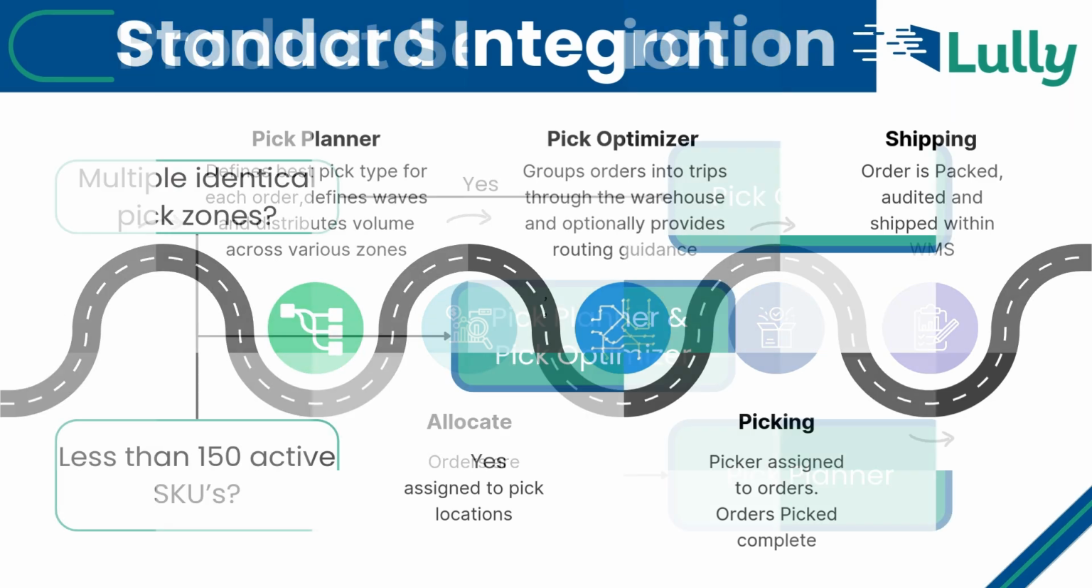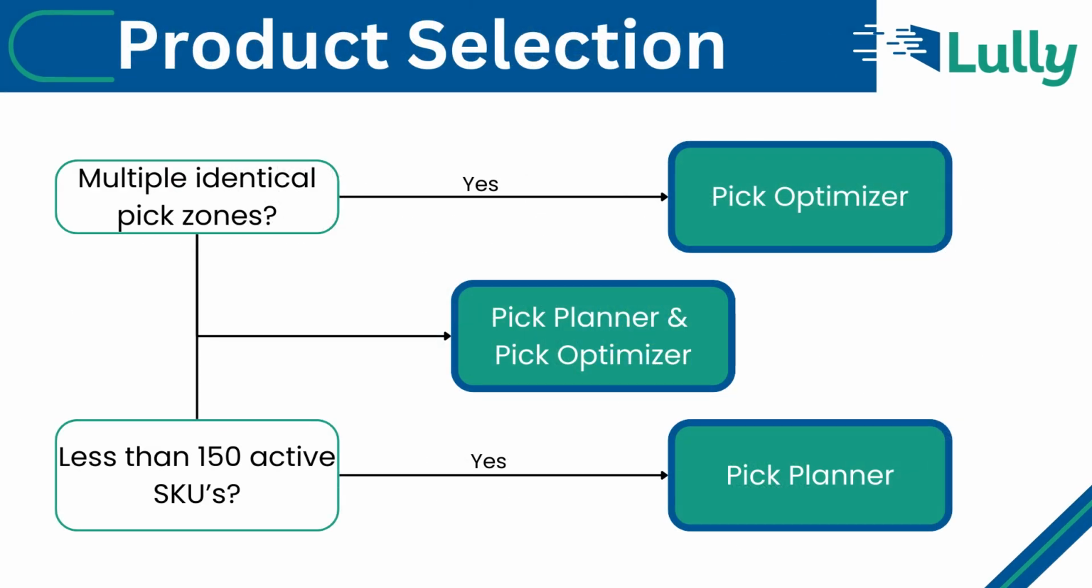Are there times where you can use just one of the Lully products? It's not uncommon for organizations to start out with only implementing one of Lully's products. Our general recommendation is if you have only one pick zone per item or identical pick zones, you can implement Pick Optimizer on its own. Similarly, if you have less than 150 active items, you can often implement Pick Planner as a standalone deployment.